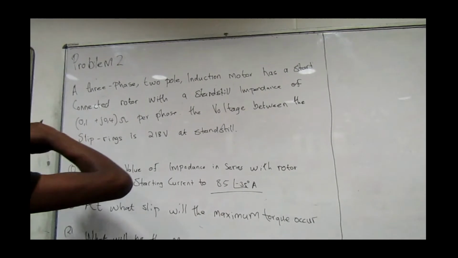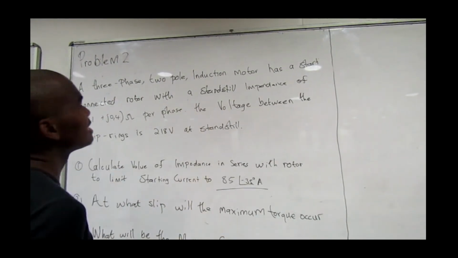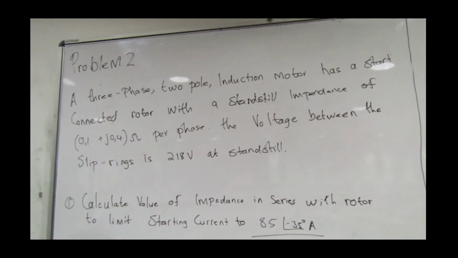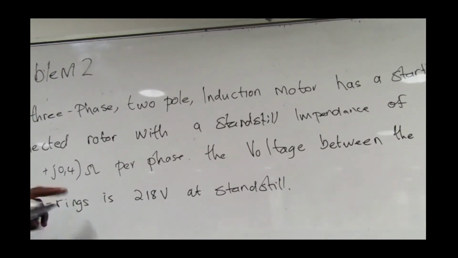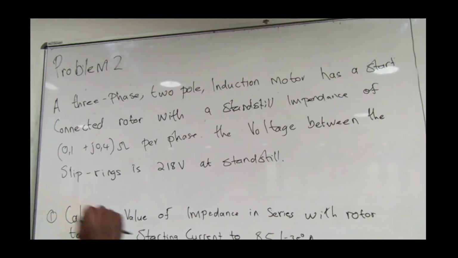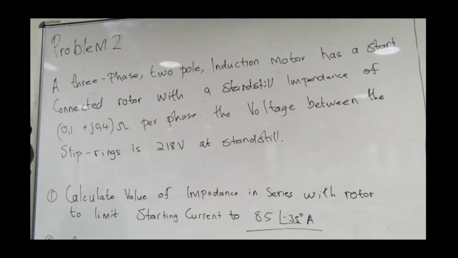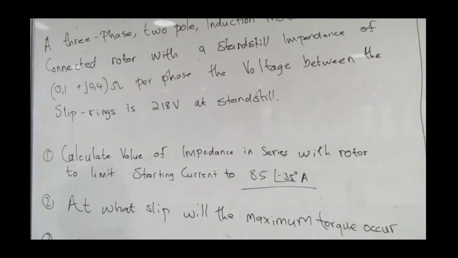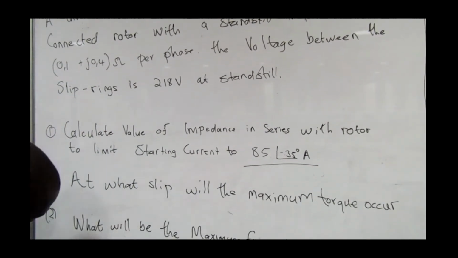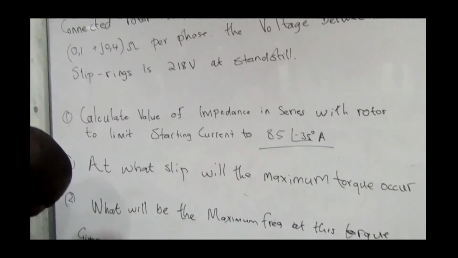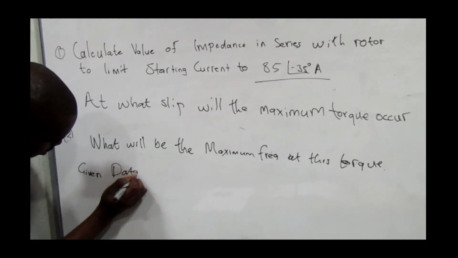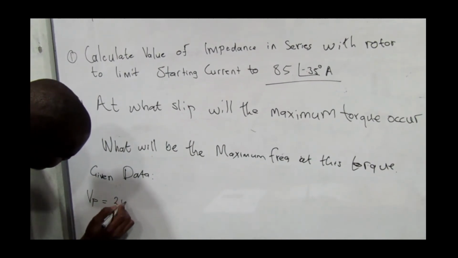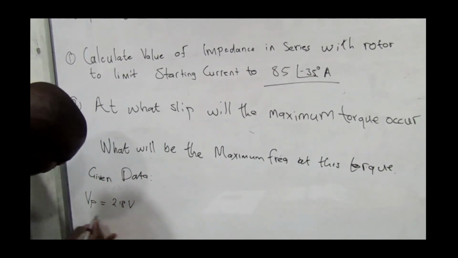Okay guys, second problem. We are given that a 3-phase 2-pole induction motor has a starter connected rotor with the standstill impedance given as 0.1 + j0.4. This is our reactance per phase. The voltage between the slip rings is 218 volts at standstill. So now I'm just going to start by giving my data. Given data, our V phase is 218 volts.